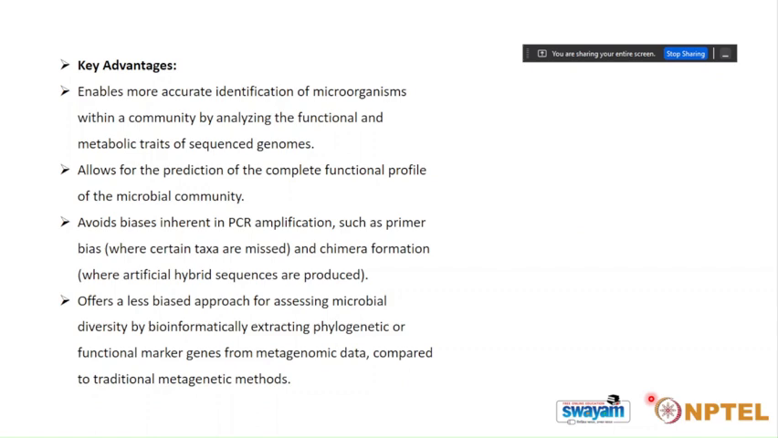Metagenomics helps in functional profiling of the microbial community, and it also avoids biases that are caused due to PCR amplification. If a primer is not designed for a particular taxon, then the chances are that particular taxon will be missed. So basically high precision is an advantage in the metagenomic approaches.